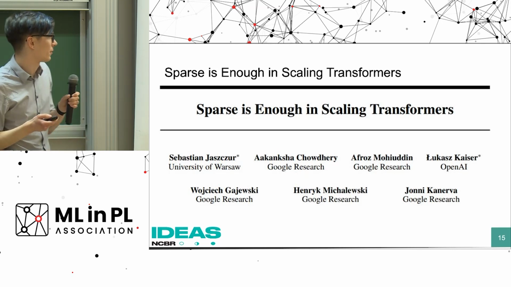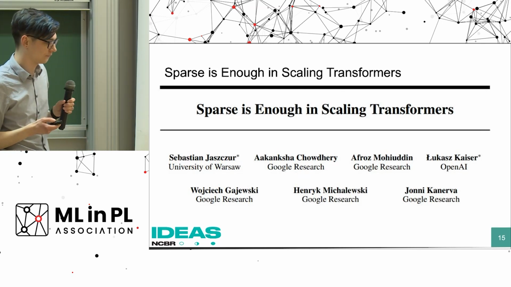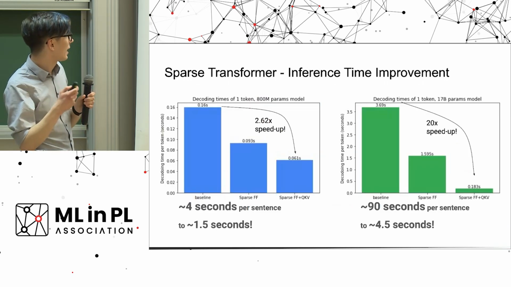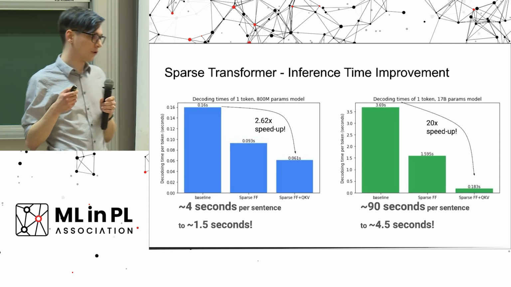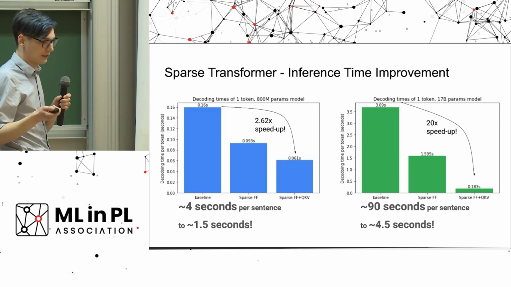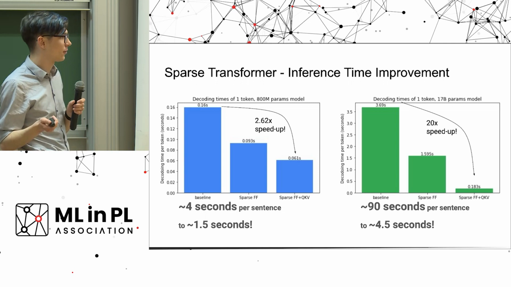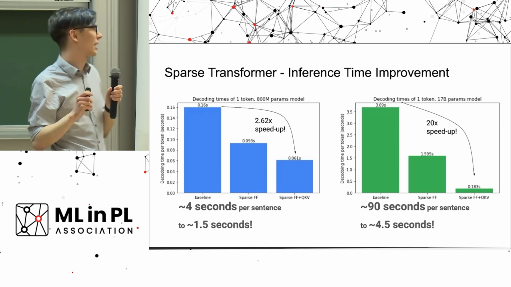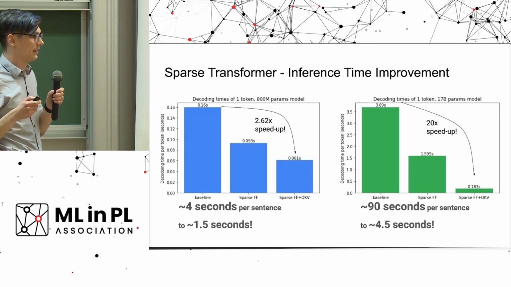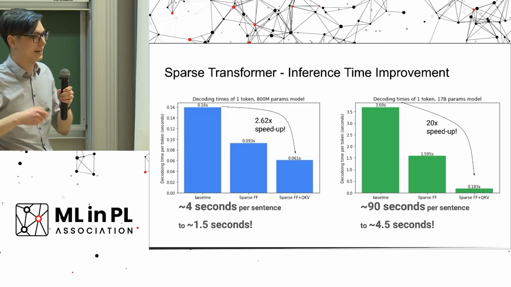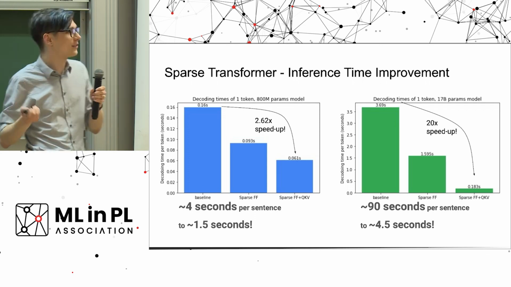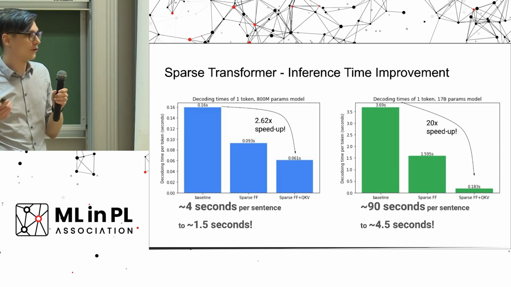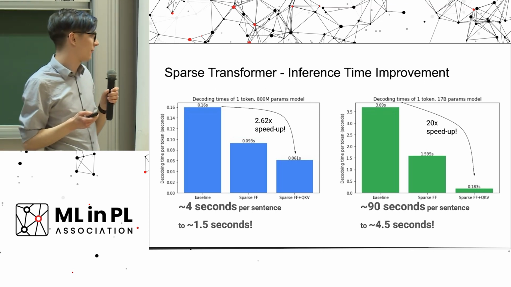This work was mainly done when I was working at Google. We basically improved the inference time of transformers significantly, although I will tell you some caveats later. For a medium-sized model, like 800 million parameters, we can have an improvement of 2-3 times faster inference.